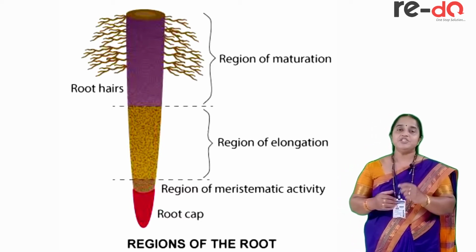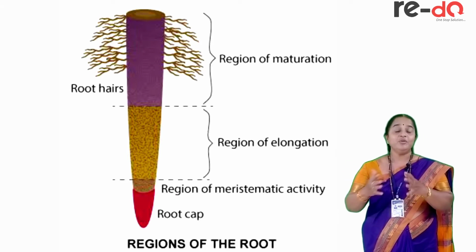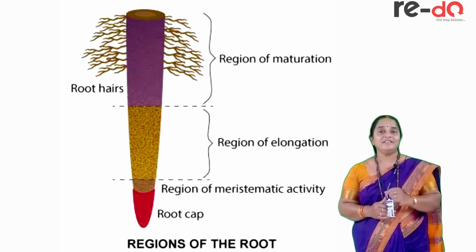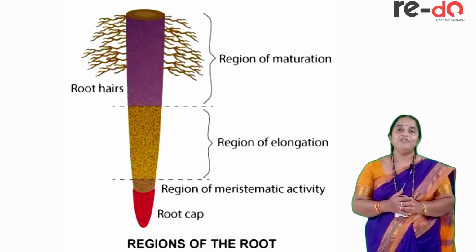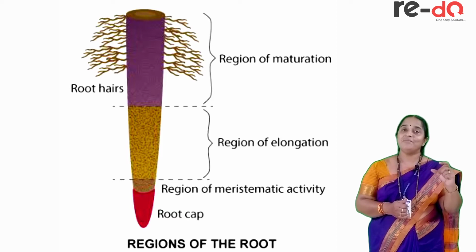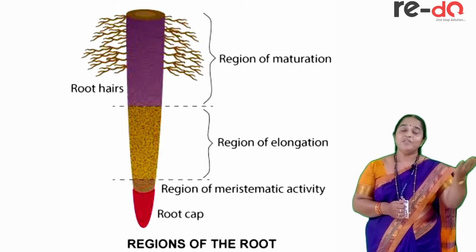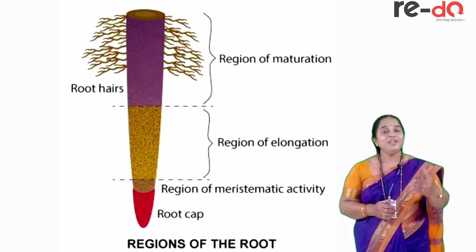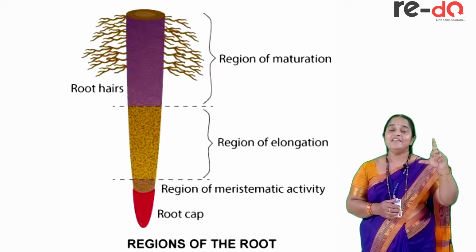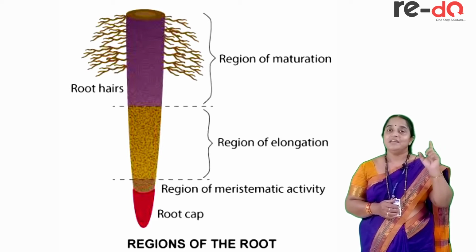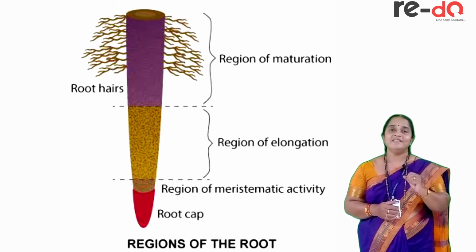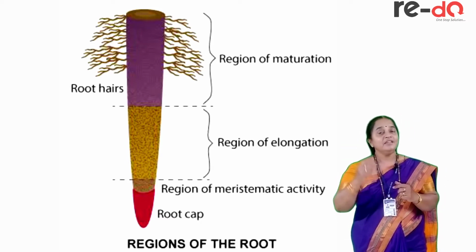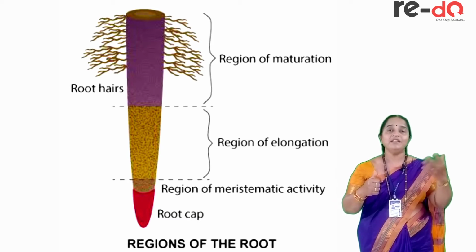The cells which are rapidly dividing to increase the number of cells are called meristematic cells. So above the root cap, we can see the region of meristematic cells. Above that, it is the region of elongation. Every newly dividing cell elongates in length and width. Here, the growth rate is maximum. And above that, the region of maturation, where the elongated cells start performing the functions.